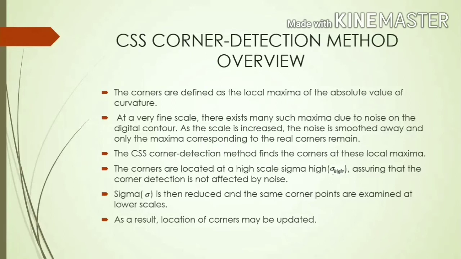This improves localization while the computational cost is low, as the curvature values at scales lower than sigma high do not need to be computed at every contour point, but only in a small neighborhood of the detected corners. There may be local maxima on the evolved contours due to rounded corners or noise. These can be removed by introducing a threshold value t. The curvature of a sharp corner is higher than that of a rounded corner.